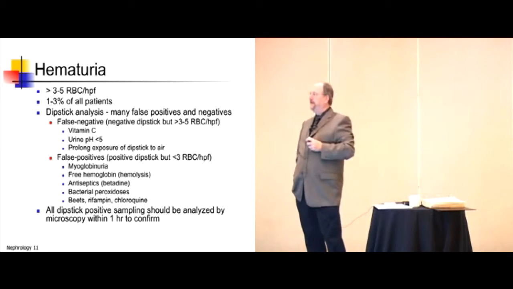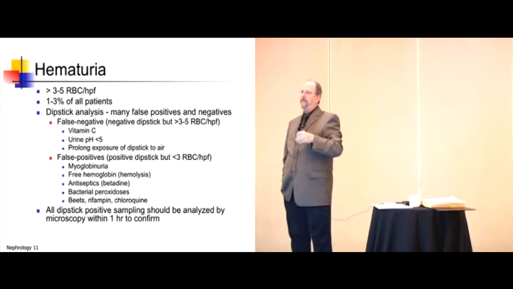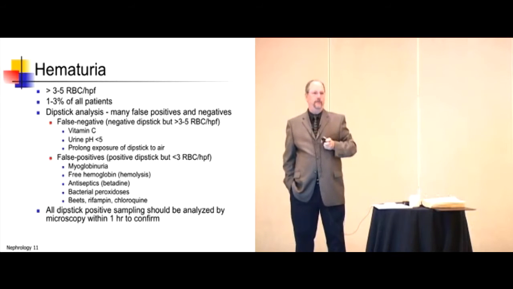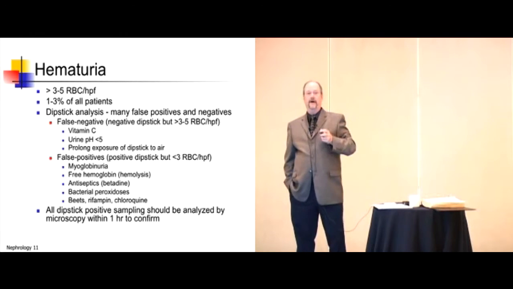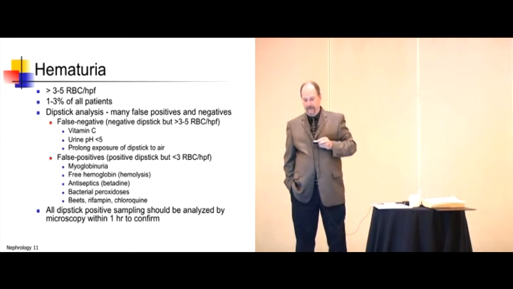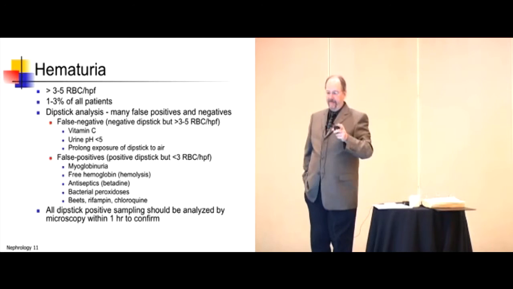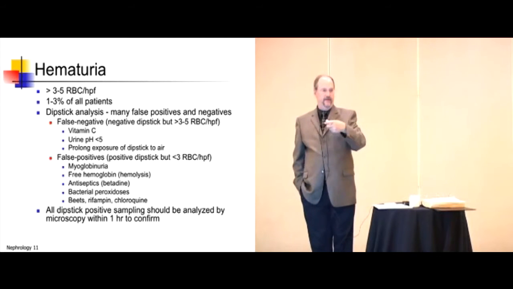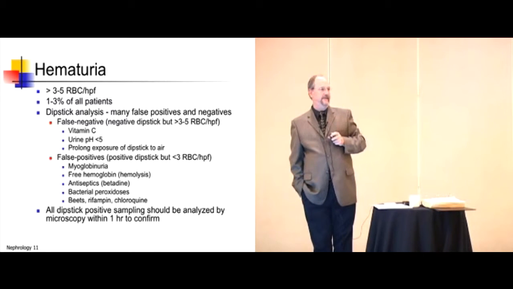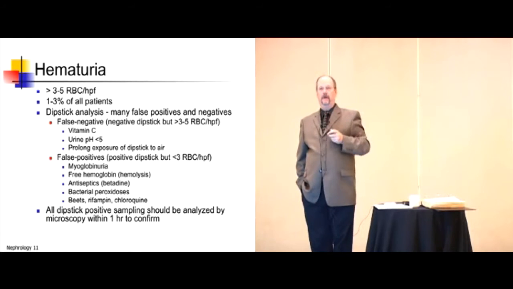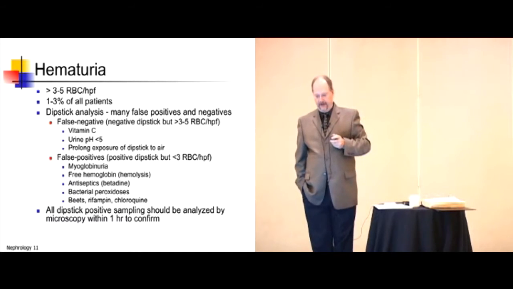False positives. Now you have a positive dipstick, but when you do it microscopically, you don't see the red blood cells. Oh, myoglobin, that makes sense, right? Free hemoglobin from hemolysis. How unlucky would you be if you don't have a history for that one? Antiseptics come into play again. Bacteria could give you a false positive for red blood cells based on bacterial peroxidases. They interact with the test itself. And again, we have foods and chemicals that could react.